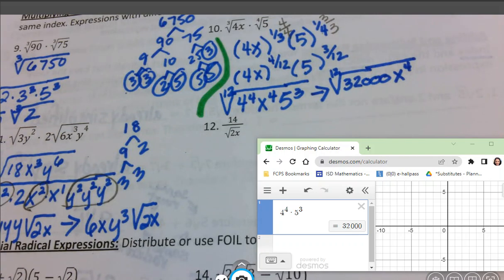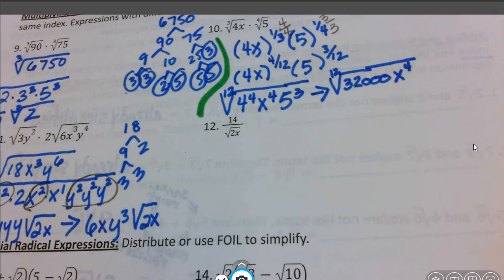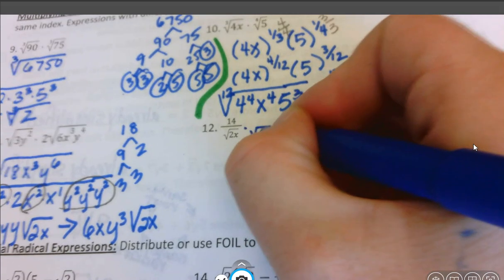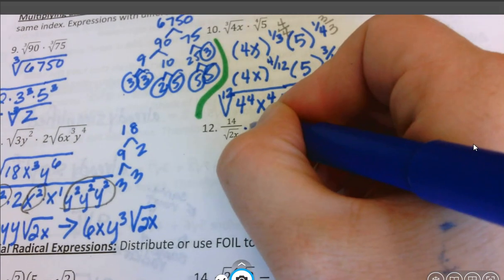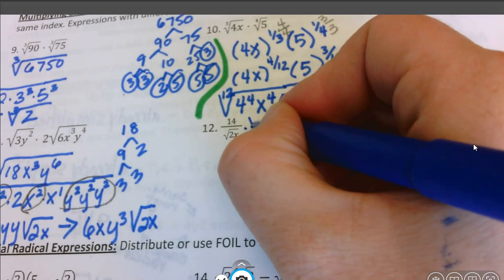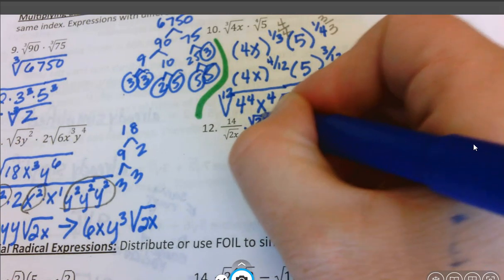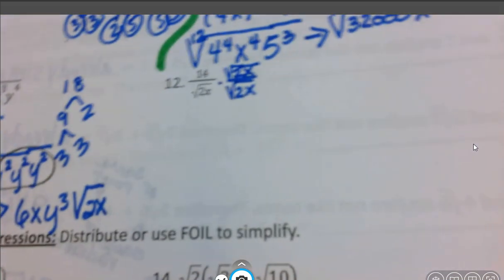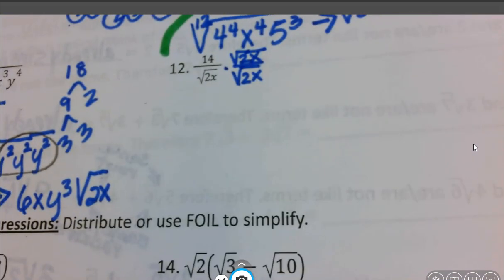All right, so in number 12, in order to get rid of the square root in the denominator, you multiply both the numerator and denominator by that square root. I'm allowed to do that because I'm really essentially just multiplying by 1. Root 2x divided by root 2x is 1. Sorry, that's really small. I'm multiplying it by root 2x over root 2x.